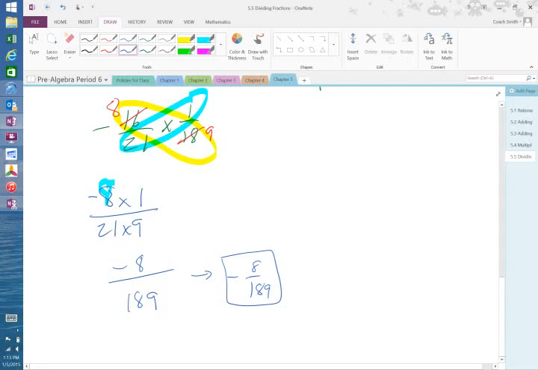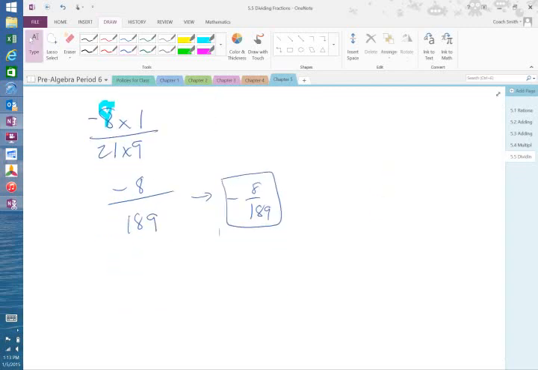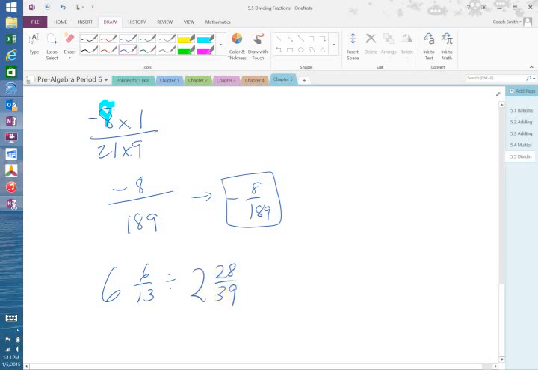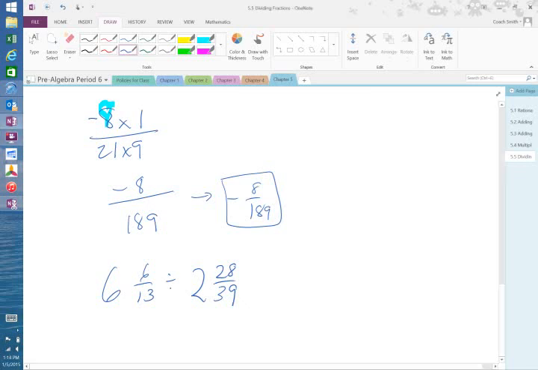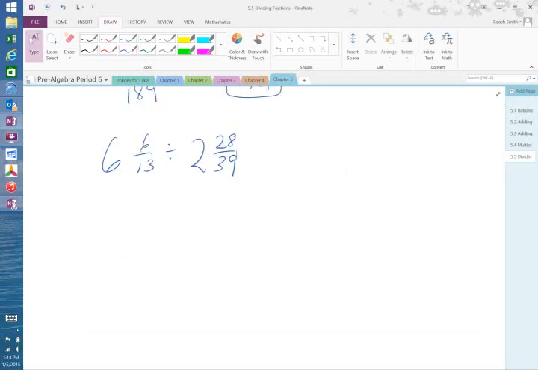All right, try this one on your own. 6 and 6/13 divided by 2 and 28 over 39. I'll give you a minute or so on that one. All right, let's look at it. If you're still working on it, continue to work on it.